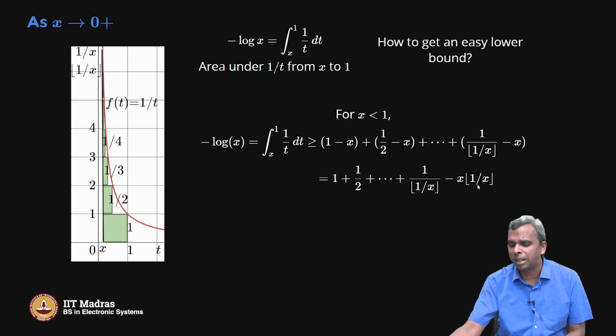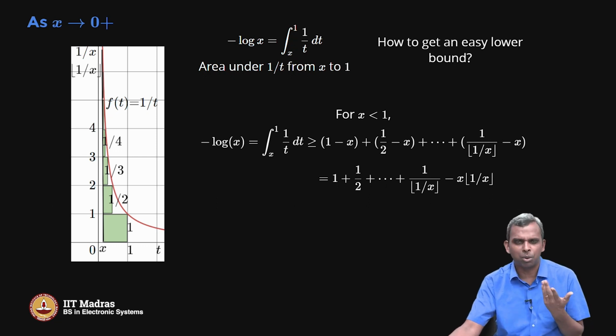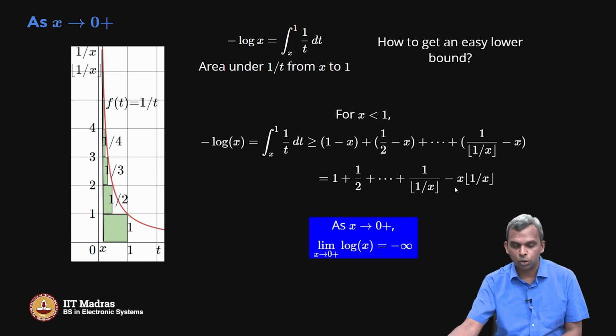This x into floor of 1 by x is sort of like 1, or you can upper bound it or lower bound it. It's easy to bound this. It's between 1 and 2, for instance, so it doesn't really matter as x tends to 0. Why? Because this summation is blowing up to infinity as x tends to 0. So this doesn't matter too much to me, and this one is tending to infinity as x tends to 0. That's the crucial point here.